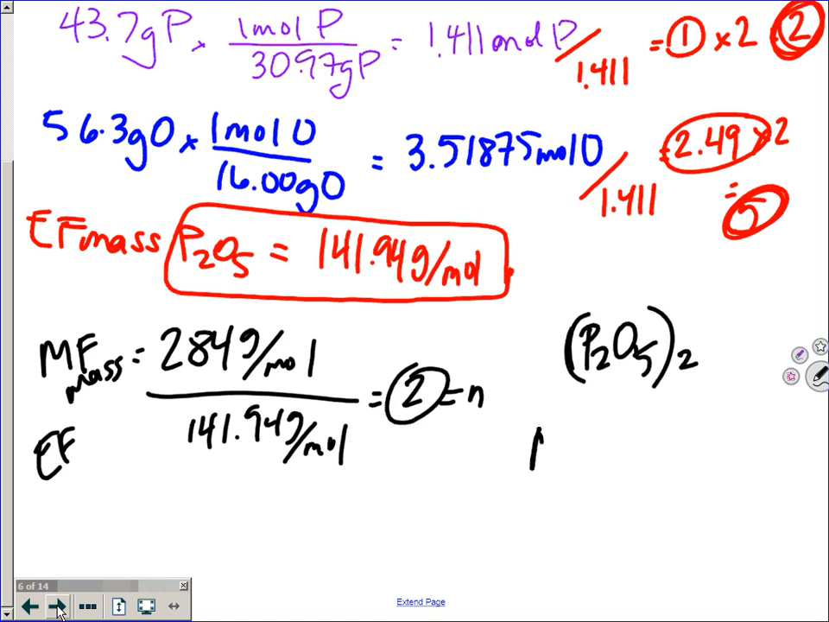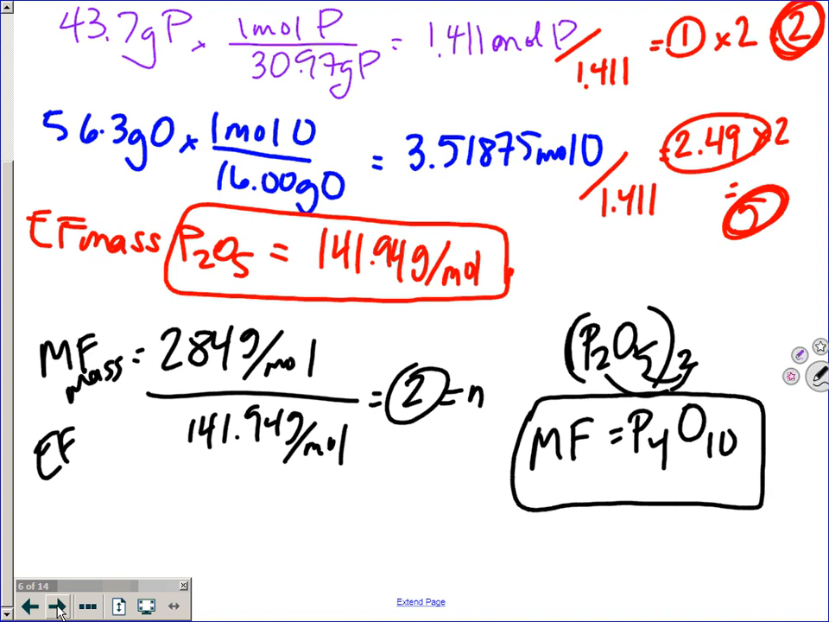What's the molecular formula now? P4O10, because you're just distributing the 2 into both subscripts. Name this. Tetraphosphorus decoxide, or decaoxide. Decoxide sounds better. All right. Can I get a thumbs up for molecular? Coming back to you some.